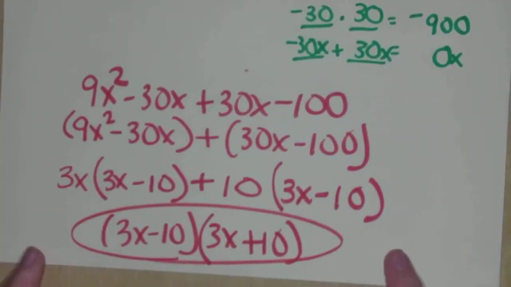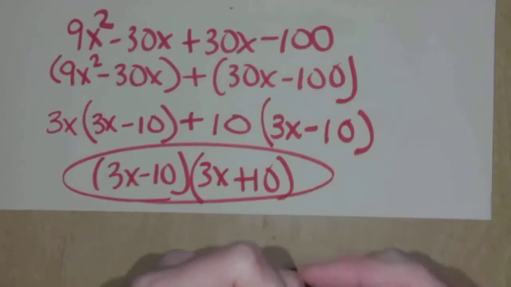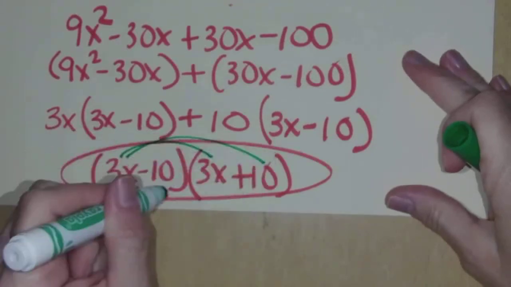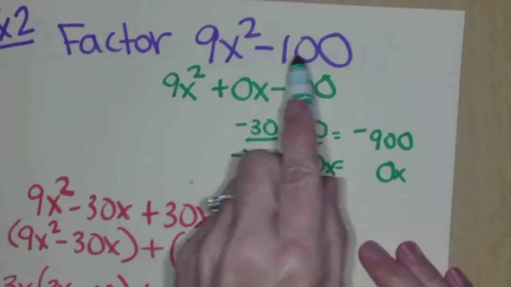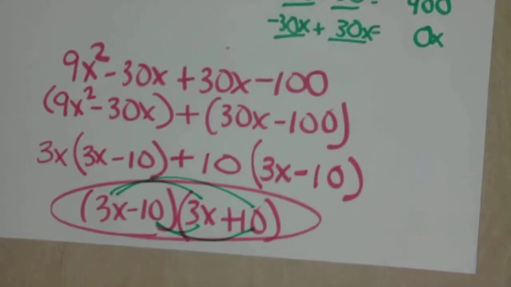And if you check it, again, I won't lengthen the video with the check, but you can certainly check it by multiplying 1, 2, 3, 4, and you're going to get right back where you started. Okay? Excellent. And the last one.